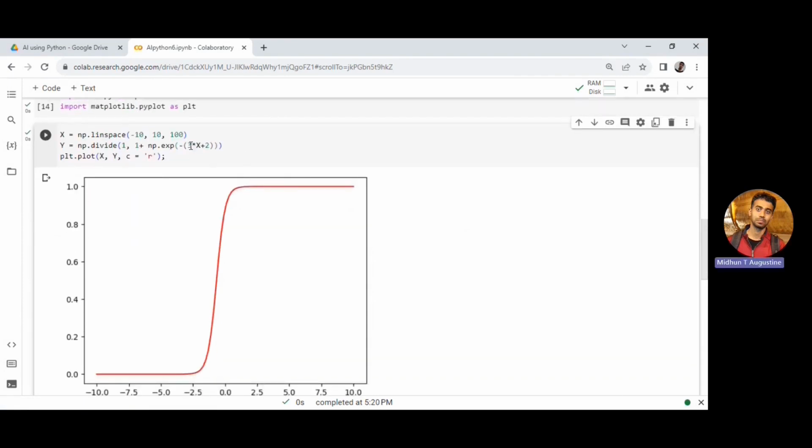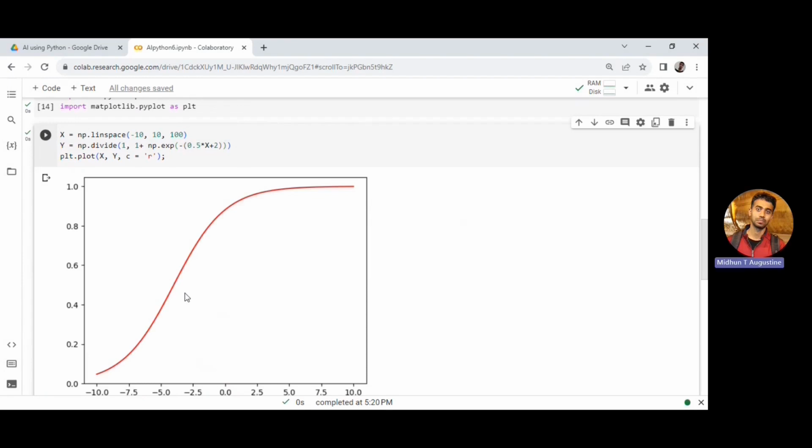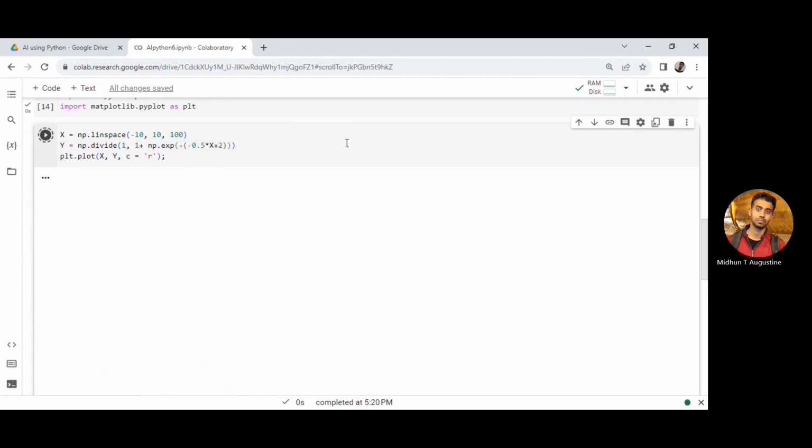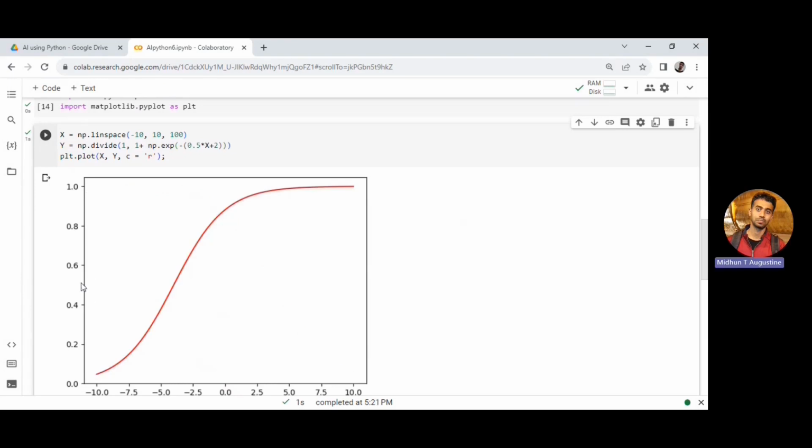Now if we change the values of a and b, we can see that the plot also changes its shape. For example, if we change the value of a to 0.5 and run it, we get a plot like this. And if we change this to minus 0.5, we can see that the plot looks like this. We can observe that for whatever values of a and b, the value of the output will be between 1 and 0. So this basically means the output can be considered as some probability. Normally in a classification problem, if the output of this function is greater than 0.5, we consider it as 1, and if the output is less than 0.5, we consider it as 0.